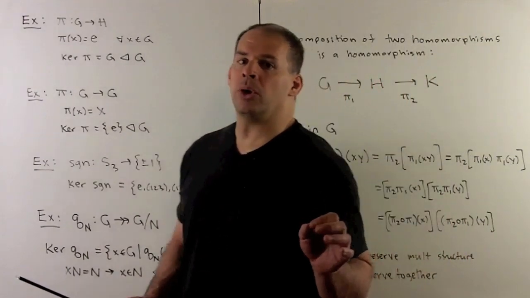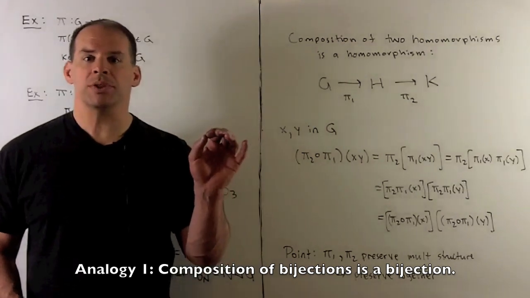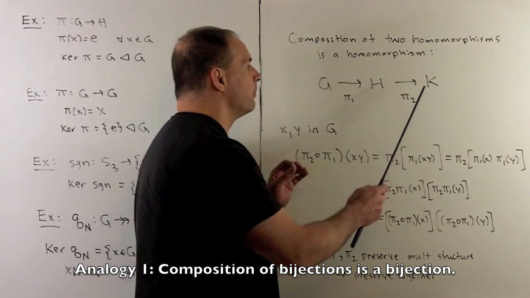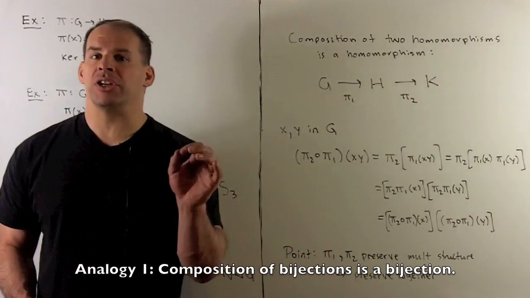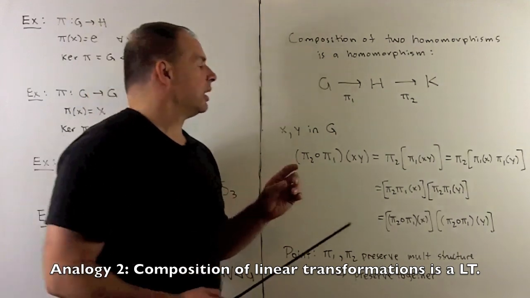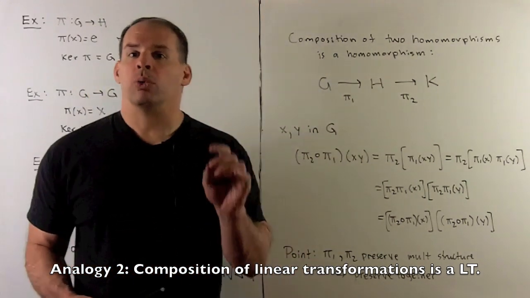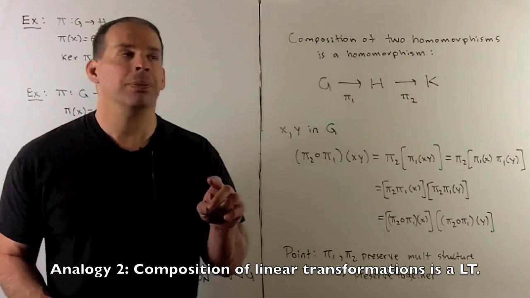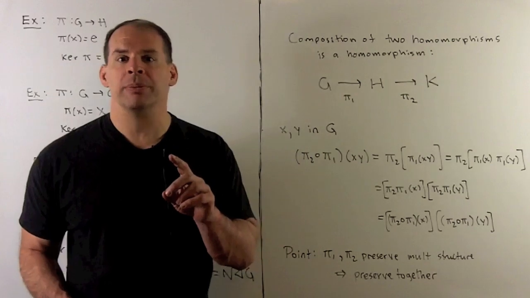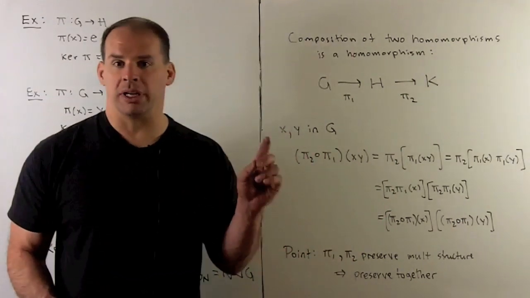Now, one last note: if we have two homomorphisms, one going from G to H, one going from H to K, then their composition is also going to be a homomorphism. So the idea here is, if we start in G, we push over by the homomorphism, we're preserving the multiplicative structure. If we push over one more time, preserving the multiplicative structure, it's the same as going from G to K, preserving the multiplicative structure.